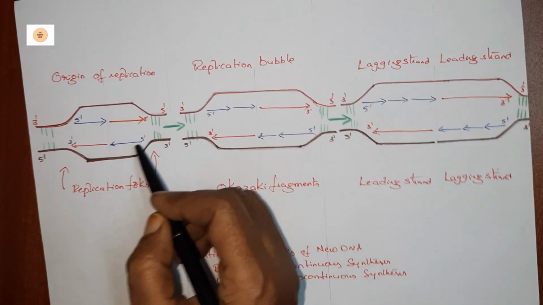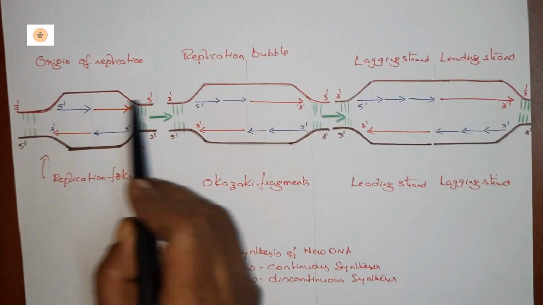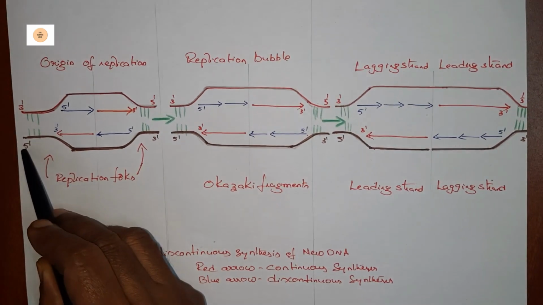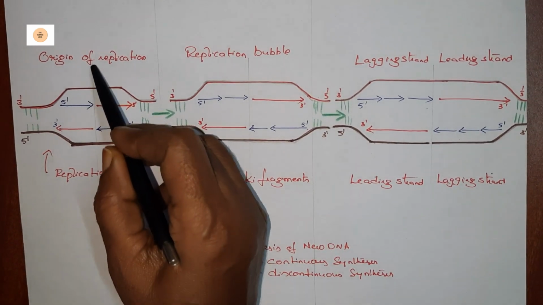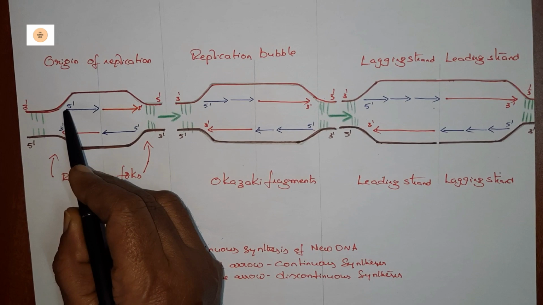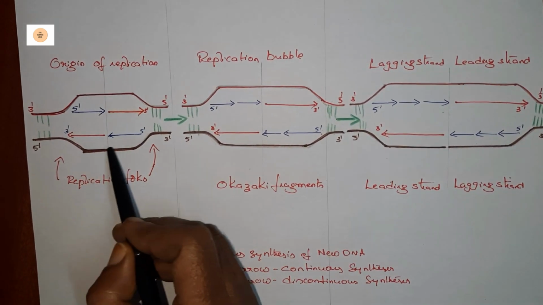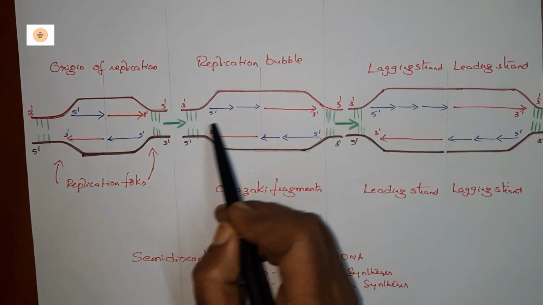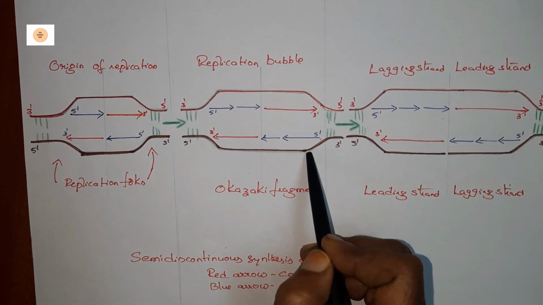So here what we have to remember, in this figure the upper strand is always 3' to 5' and the lower strand is 5' to 3'. At the origin a bubble formation occurs, and here the new strand forms in the direction from 5' to 3'. Similarly, the next step is formation of the replication bubble, which was extended here.